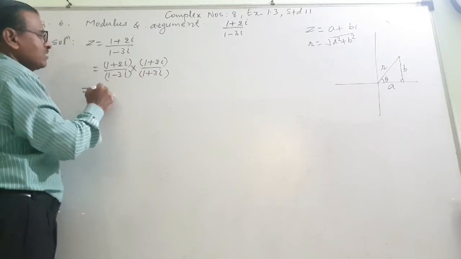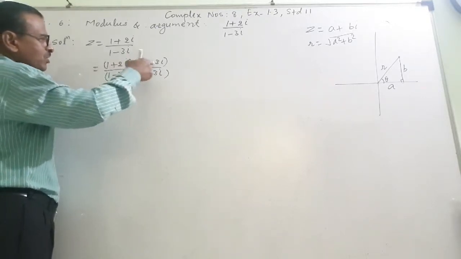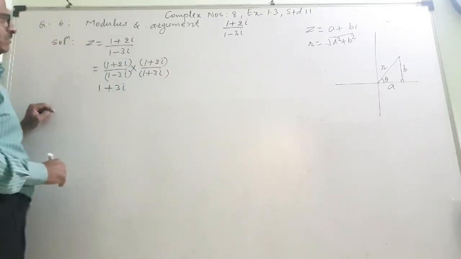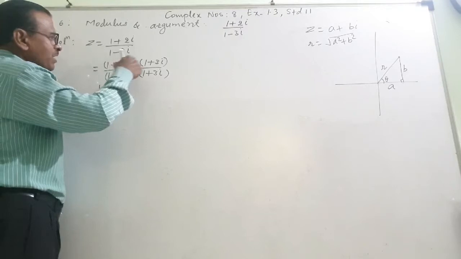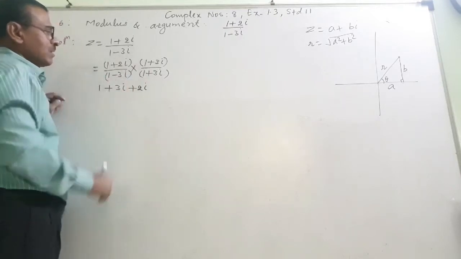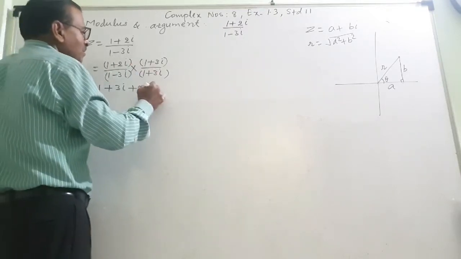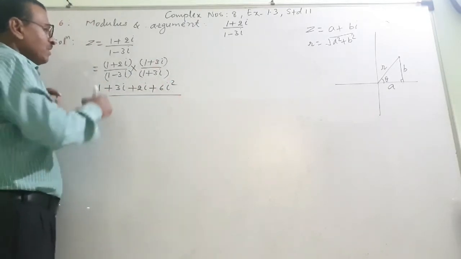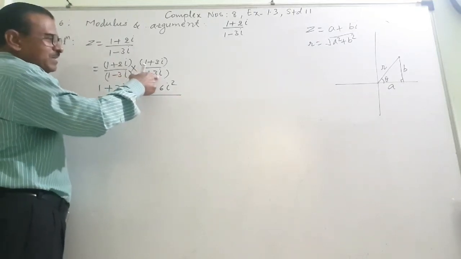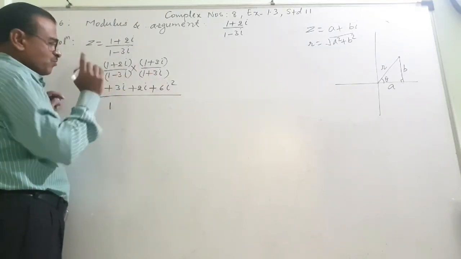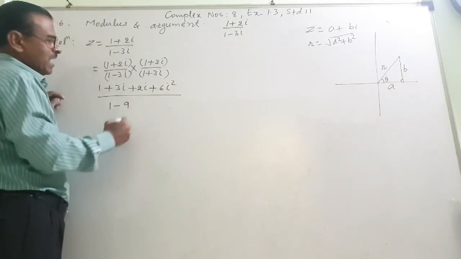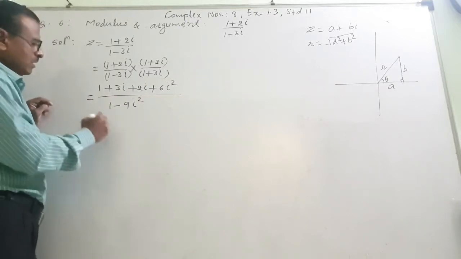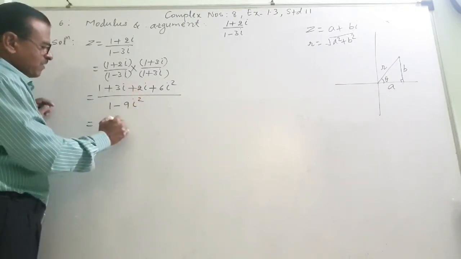1 into 1 is 1, plus 1 into 3 is 3i. Now by 2i: 2i into 1 is plus 2i, and 2i into 3i will be plus 6i square. Directly you can write minus 6. No problem. Now this is (a minus b)(a plus b), which is a square minus b square. So 1 square is 1, minus 3 square is 9, 9i square. This is your z. So that is equal to, this is 1, and this 2 will be plus 5i.